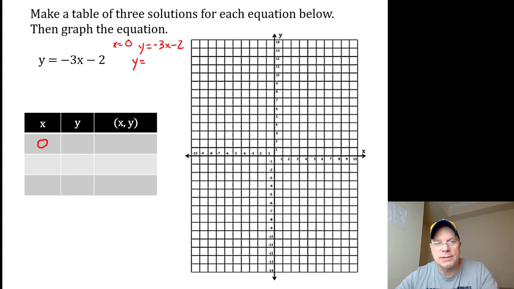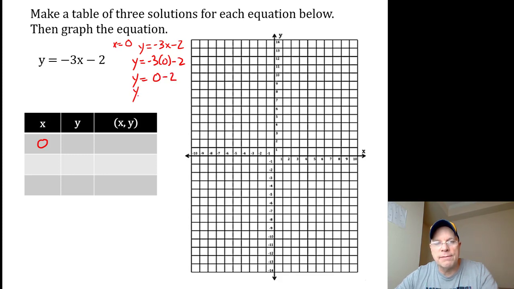Our variable x has a value of 0. Negative 3 multiplied by 0 minus 2. PEMDAS, I need to multiply first before I subtract, and so negative 3 multiplied by 0 is 0. So y equals 0 minus 2.